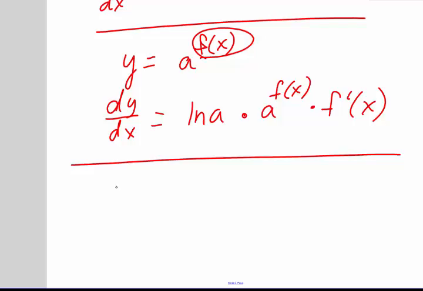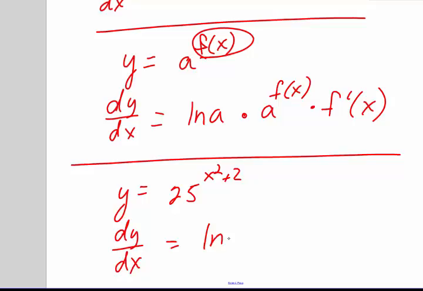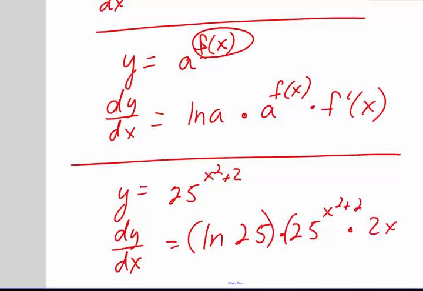So let's do one more practice problem. If I have y equals 25 to the x squared plus 2, then I know my derivative is going to be the natural log of 25, whatever that base of my exponent is, times the function that we started with, times the derivative of the exponent. If you feel better putting these all in parentheses, that's totally fine, but not needed. Whew, that was a lot.